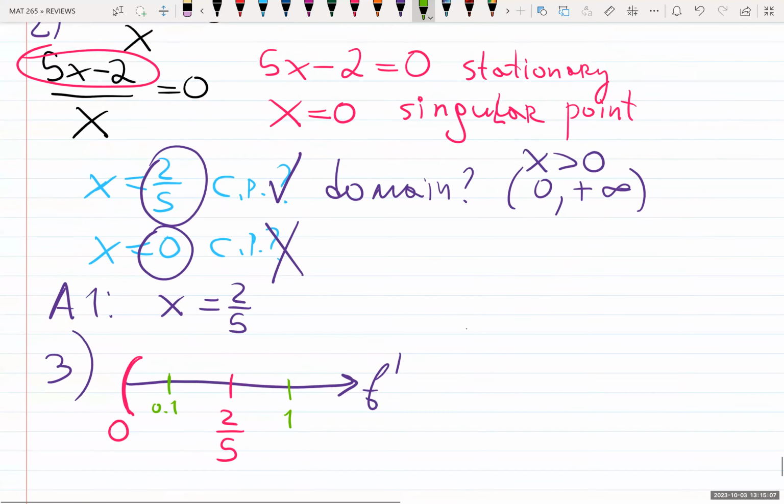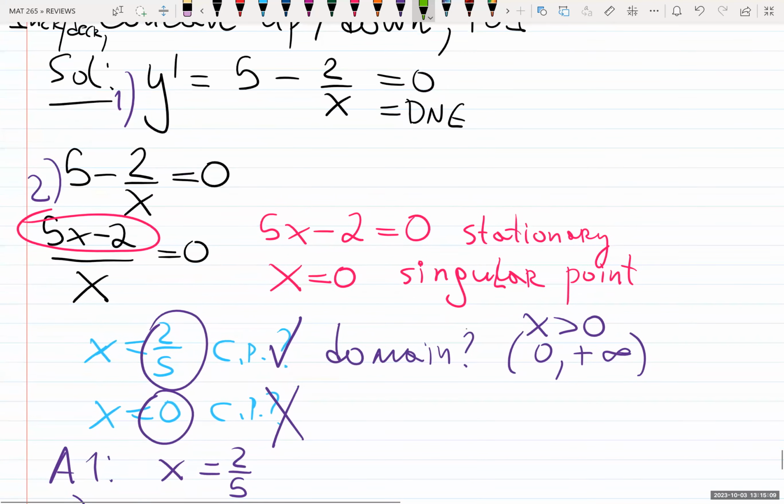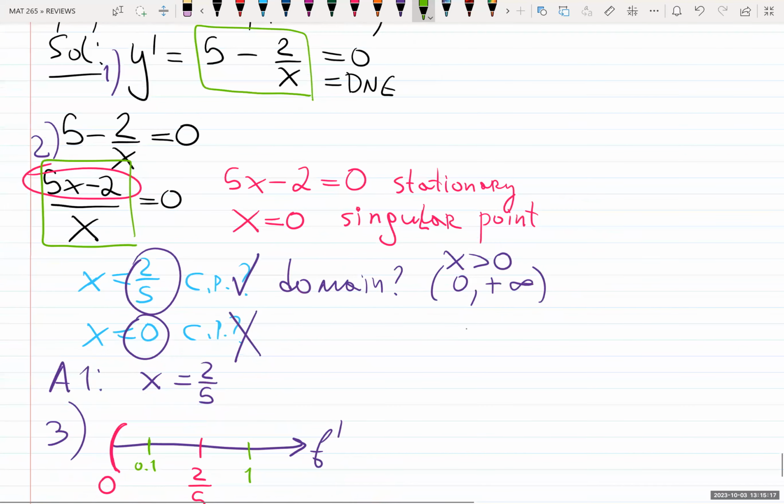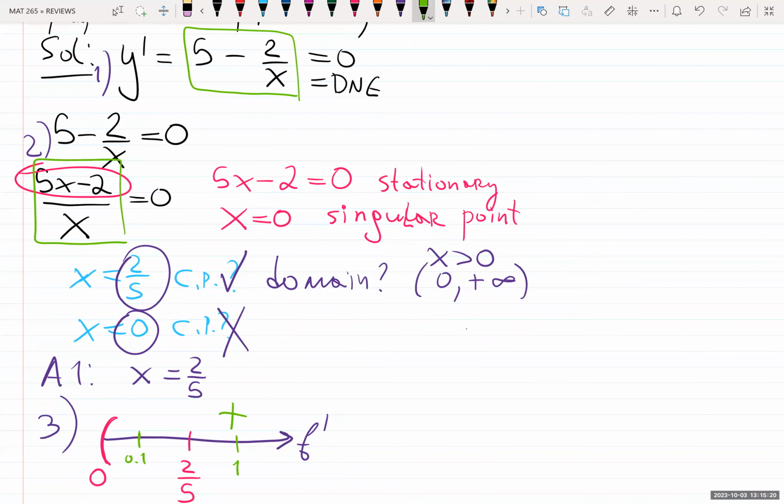Let me plug 1 into the original derivative. What is the original derivative? This one or this one. Choose which one you like to plug in. If I plug in 1, 5 minus 2 is positive. Nice. If I plug in 0.1, see, 2 divided by 0.1 becomes 2 multiplied by 10. 10 is bigger than 5, negative. That's how I see it.